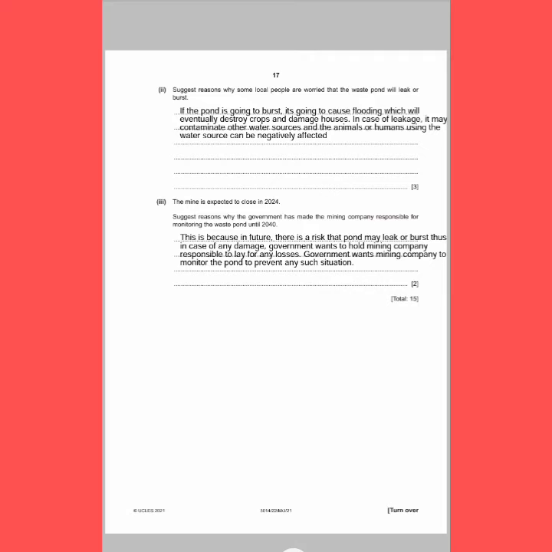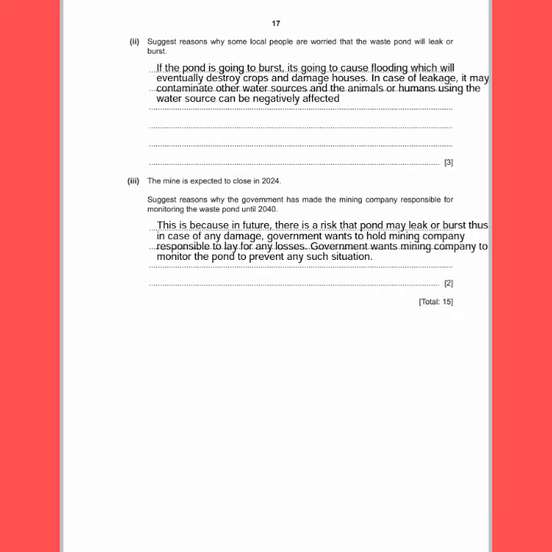Then the mine is expected to close in 2024. Suggest reasons why the government has made the mining company responsible for monitoring the waste pond until 2040. Okay, so we already know that if we are saying that the waste pond might leak or burst, so if the mining company will go from that area, even if the waste pond is going to leak or burst, the mining company will not be held responsible for the damage caused, right? So the government wants to ensure that in case of any damage, mining company will be the one to be held responsible for any damage caused, or even if we're not talking about damage, it should monitor the waste pond so that it can prevent any such scenario in future, right? So we have this idea. So this is because in future there is a risk that pond may leak or burst, right?